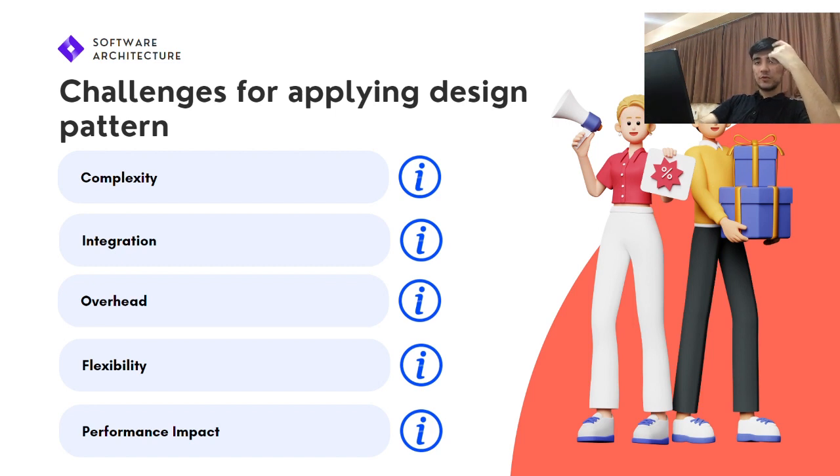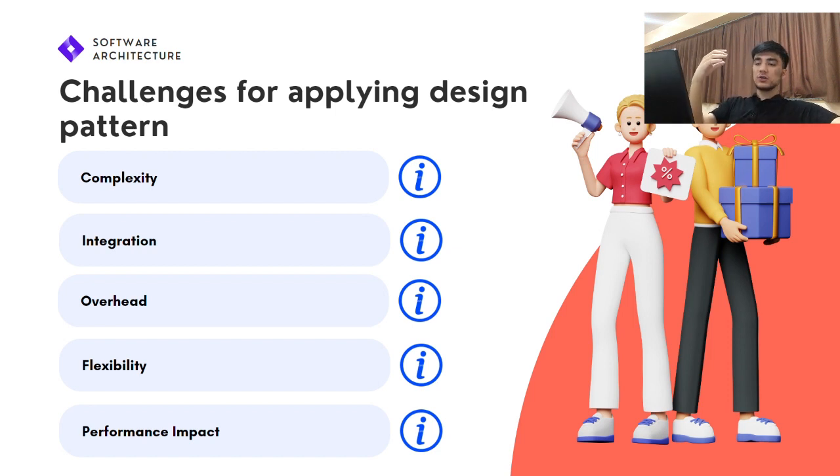And lastly, the performance impact. Depending on how design patterns are implemented, they can impact system performance. Some patterns may introduce overhead or inefficiencies that slow down the system. It's like adding extra weight to a vehicle, so it might affect its speed and fuel efficiency. Generally, it may lower the performance of a program if we use a lot of design patterns. So this is all about the challenges that we'll face implementing and using design patterns.